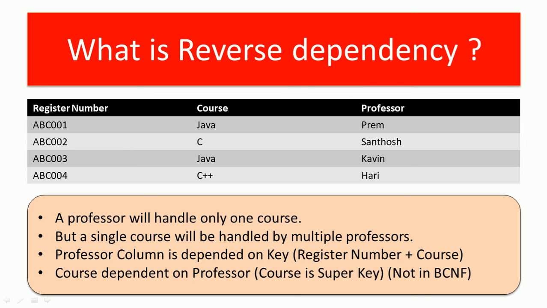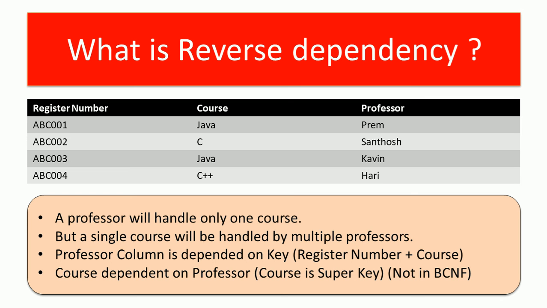Alright, now two tasks are completed. Primary key is fixed and dependency is verified. So the professor non-primary key column is dependent on the candidate key, that is the combination of register number and course, right? We have one more hidden dependency here.